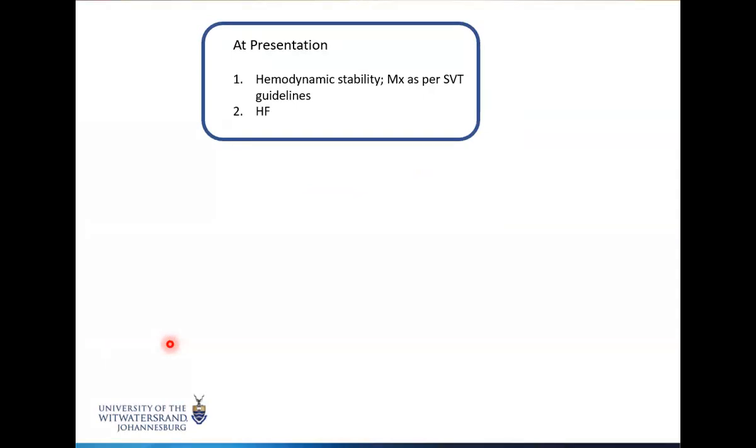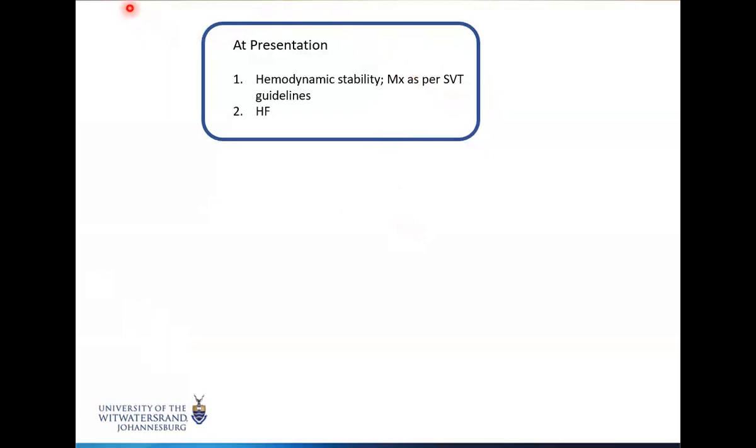Firstly, what is the hemodynamics of the patient? Is this a hemodynamically stable patient or an unstable patient? For example, you may have a patient who presents for the first time with atrial fibrillation, going at rates of 200s, and they are hypotensive and all that. So you need to manage those patients as per the SVT guidelines. Think about cardioverting the patients, loading them with amiodarone and all that.